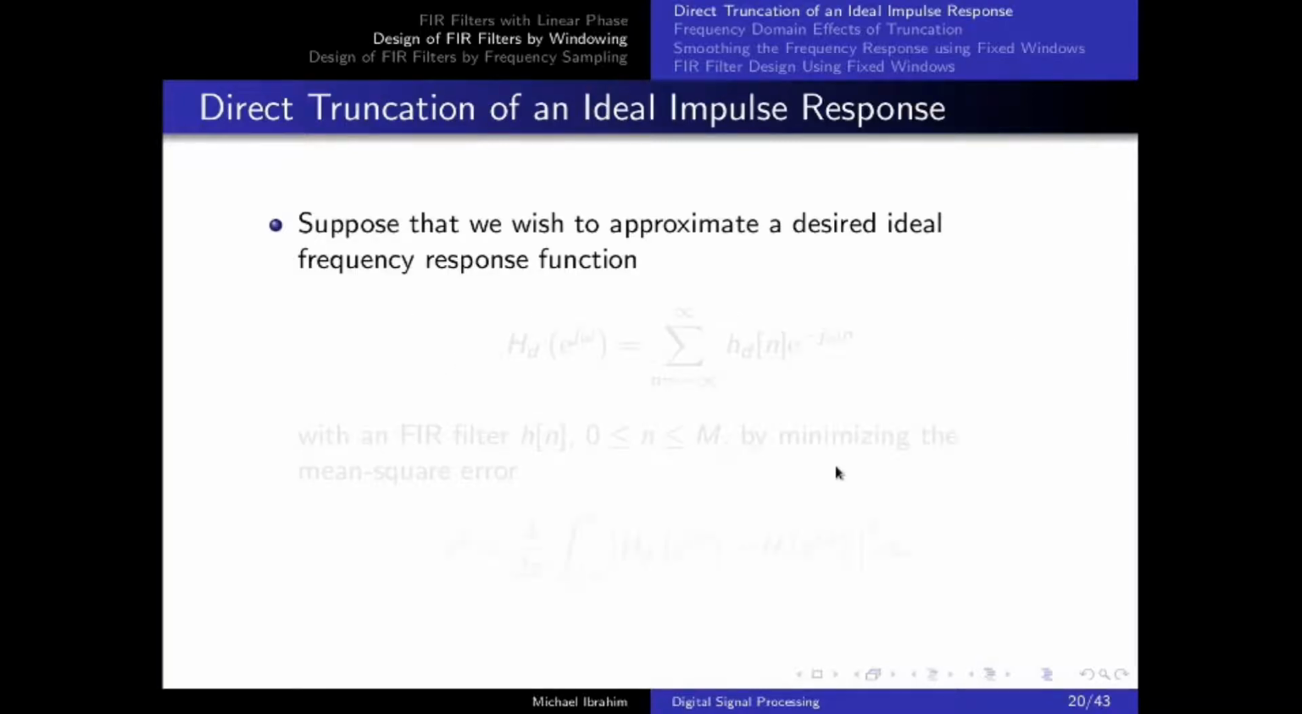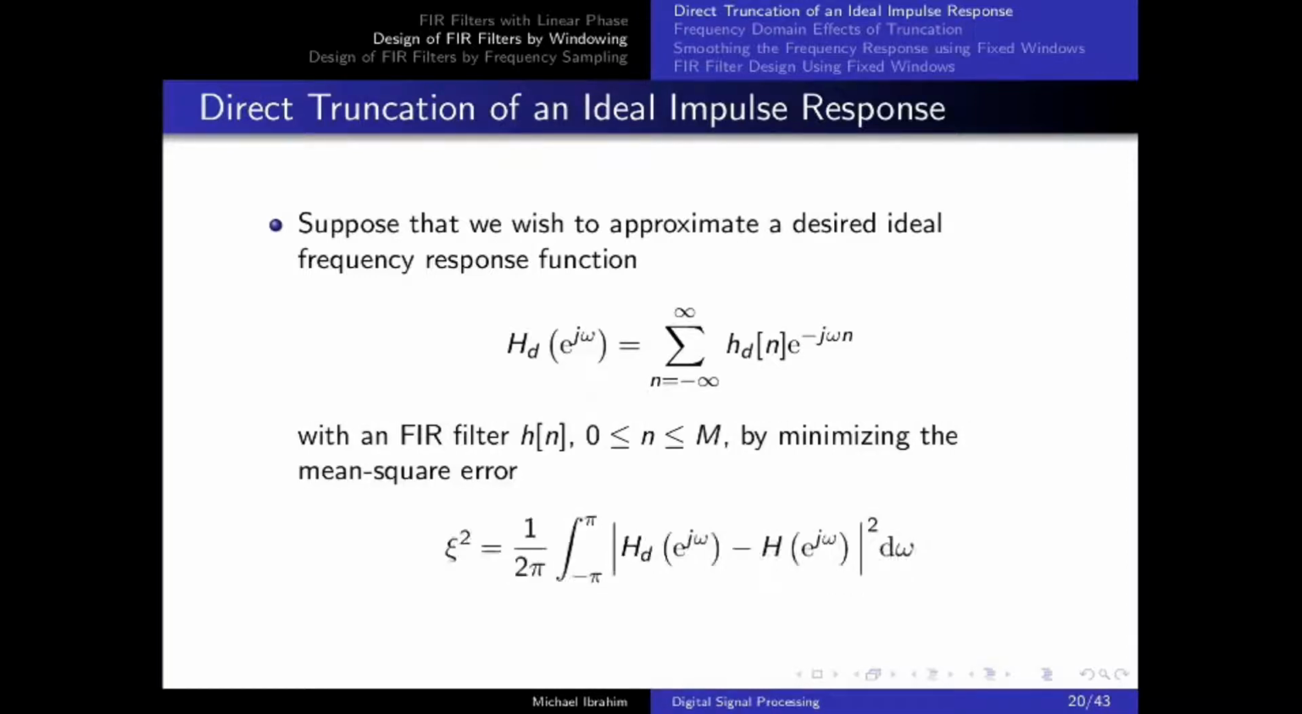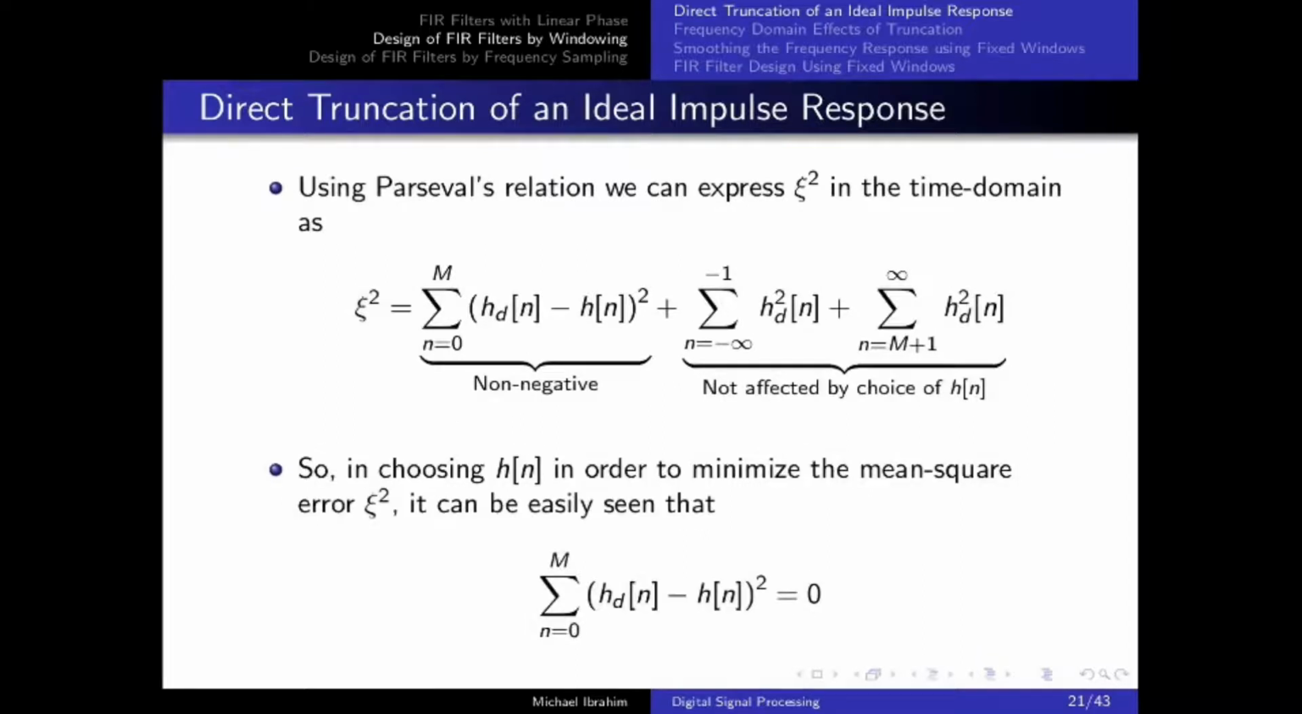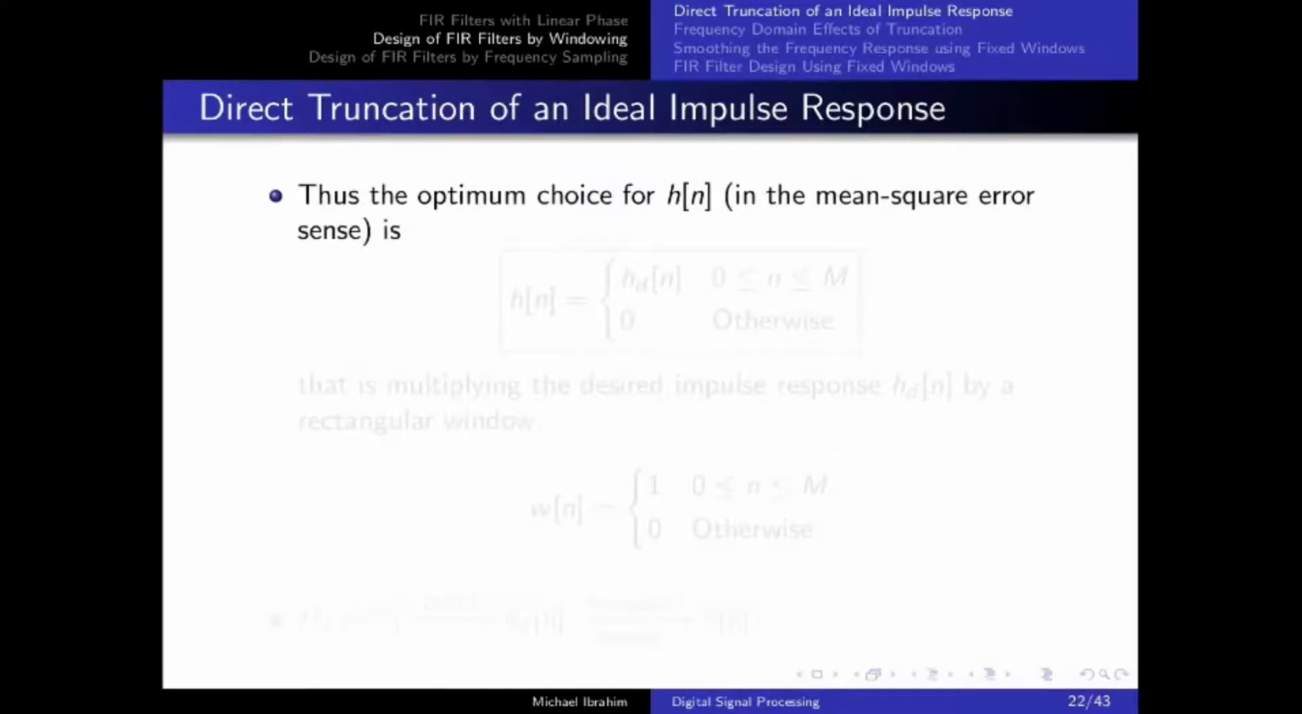Okay, so let's start first with a direct truncation of the ideal impulse response, which is equivalent to using an ideal or a rectangular window. So this is a frequency response H desired of e to the power j omega, which is the discrete time Fourier transform of the impulse response. And in this slide and the next few slides, we will be using some details of the discrete time Fourier transform which we did not study. So I will just skip slide number 20 and slide number 21, and I will go to the conclusion in slide number 22.